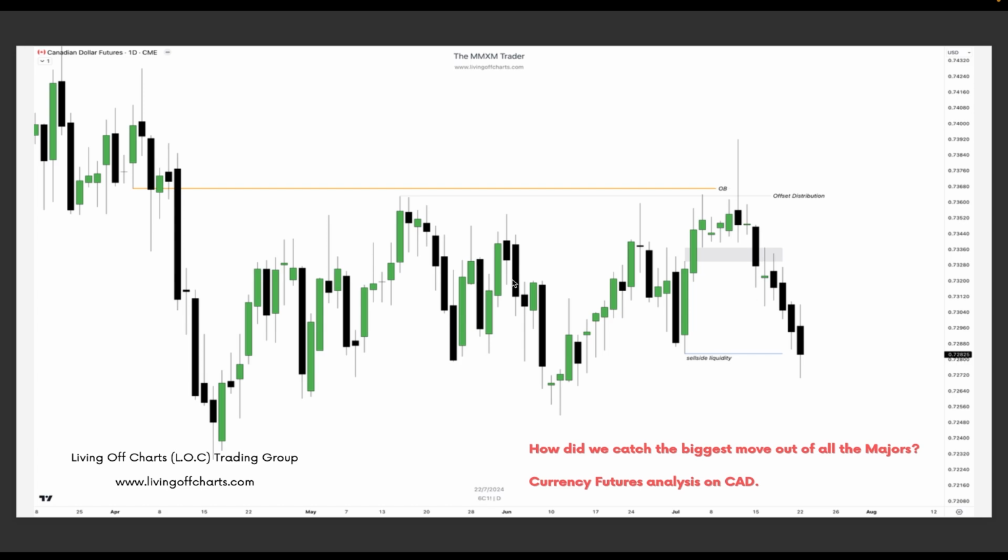Now, how did I call that? Why did I call USD CAD? Why did I ignore GBP USD? And why did I ignore EUR USD? And that comes down to the Canadian dollar futures analysis that I did. So a little bit of relative strength teaching here. We have a premium high here and a discount low here. 50% is right above here.